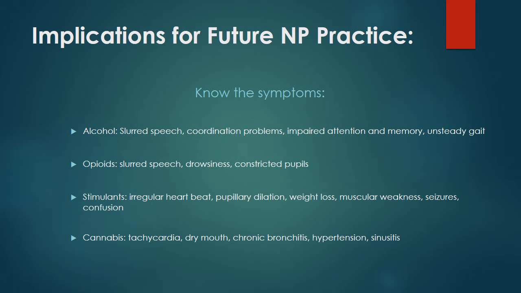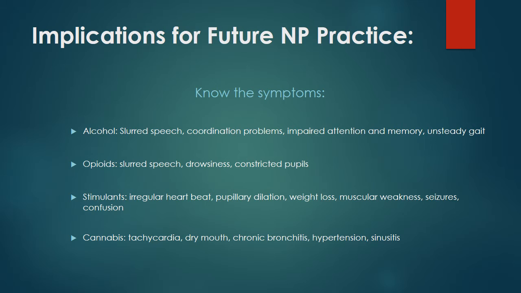So as a nurse practitioner, what are things that you're going to look for? What are different implications that you can use for your bedside practice? I would say first and foremost, know the symptoms. So the 4 biggest categories that you're going to run into are alcohol, opioids, stimulants, and cannabis.